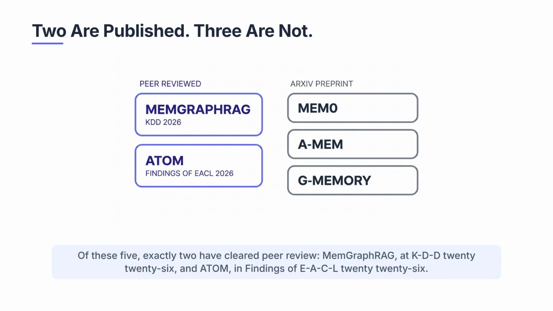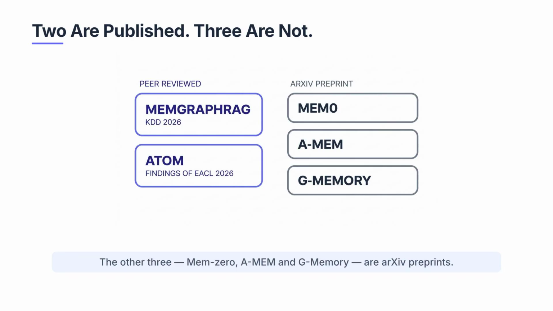Of these 5, exactly 2 have cleared peer review. MemGraphRAG at KDD 2026 and A-MEM in Findings of EACL 2026. The other 3, Mem0, A-MEM, and GMemory, are archive preprints.